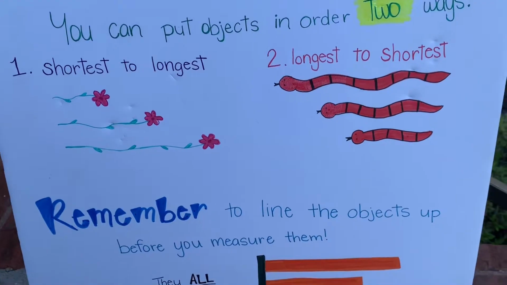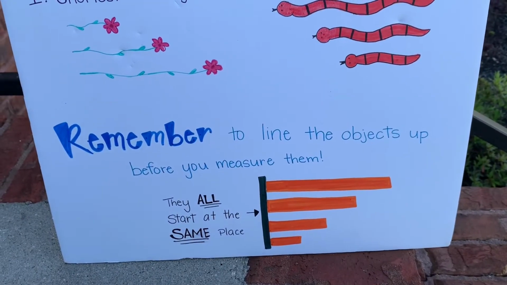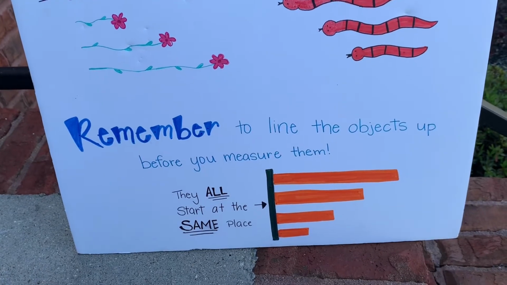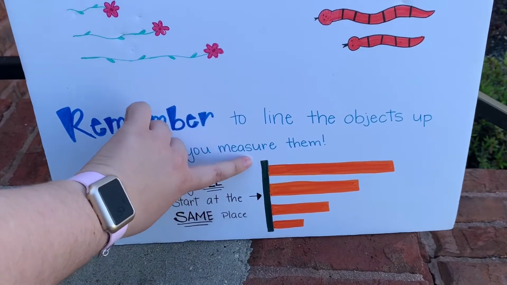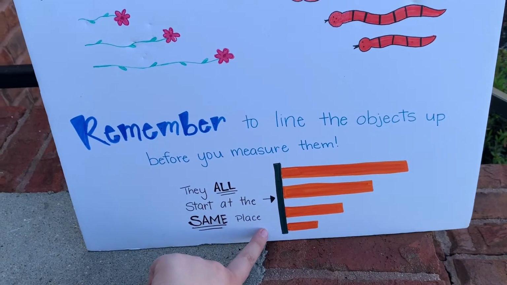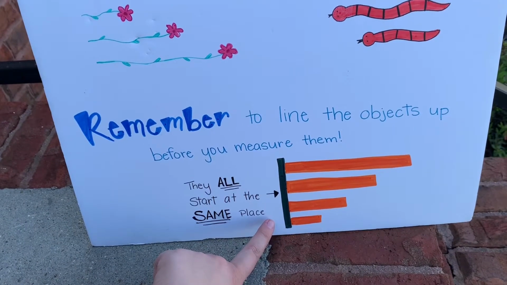When we're measuring and comparing our objects, we need to remember to line the objects up before we measure them. So we need to make sure that they all start at the same place, so that way we make sure that we get the correct measurements when we're organizing them. So that's it, guys. Length is super easy. It's just putting things biggest to smallest, or smallest to biggest.